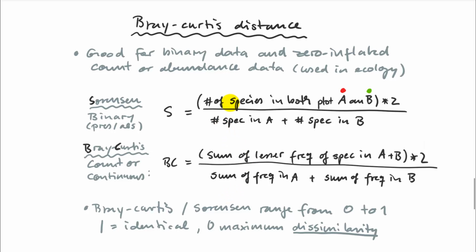And if they were completely dissimilar, so let's say 4 species are in plot A and the other 6 species are in plot B, then the number of species that are both in plot A and B will be 0. So 0 times 2 is still 0. And then if I divide it by whatever number, it stays a 0. So 0 would be maximum dissimilarity. And it works exactly the same way for the count or continuous type. So that's a great metric that works for pretty much anything.